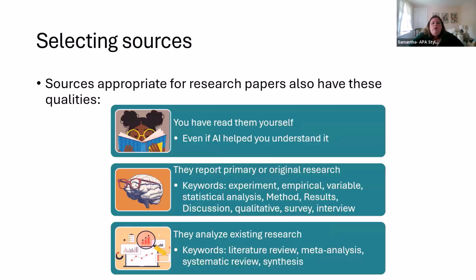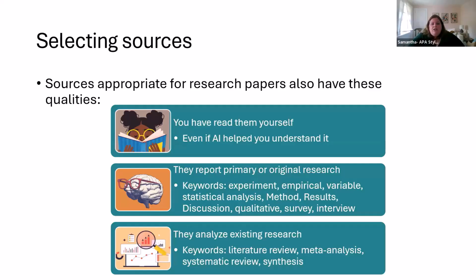In addition, we want to make sure you're thinking about other qualities of the research paper when you're choosing what sources to use. First of all, you have read them yourself. AI can be a helpful tool to help you understand something, but you cannot rely on AI to completely read the paper for you. You need to read the work that you're citing yourself.